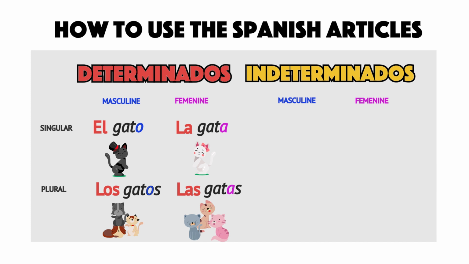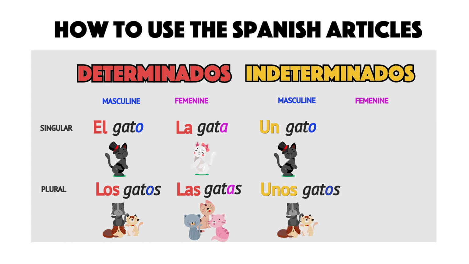With the artículos indeterminados, we apply the same. Un gato, masculine singular. Unos gatos, masculine plural. Una gata, feminine singular. And unas gatas, feminine plural.